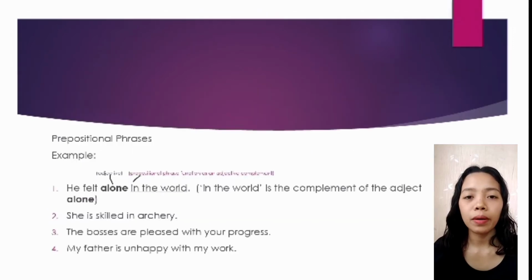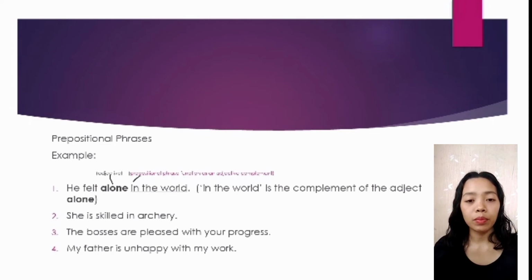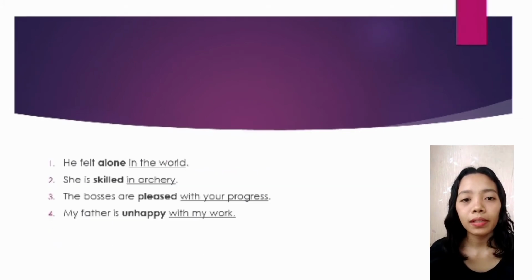So let's say, for example, he felt alone in the world. So alone there is the adjective, while the words in the world is a prepositional phrase acting as an adjective complement. Next example, she is skilled in archery. In archery is the complement of the adjective skilled. Example number 3, the bosses are pleased with your progress. The words with your progress is the complement for the adjective pleased.